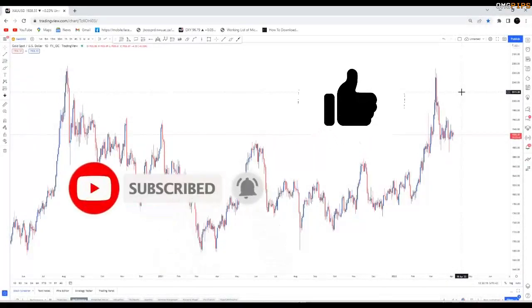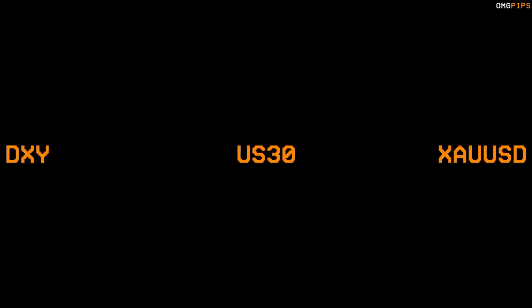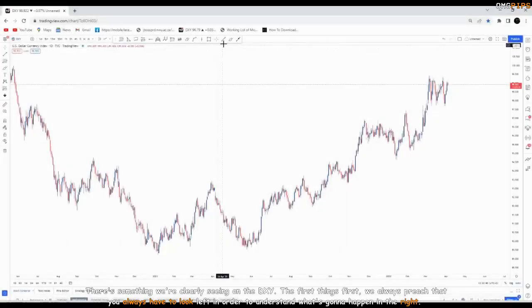So today, guys, we're going to be analyzing the dollar index, US30 and XAUUSD, which is gold. Without any further waste of time, let's get to it. There's something we're clearly seeing on the dollar index.